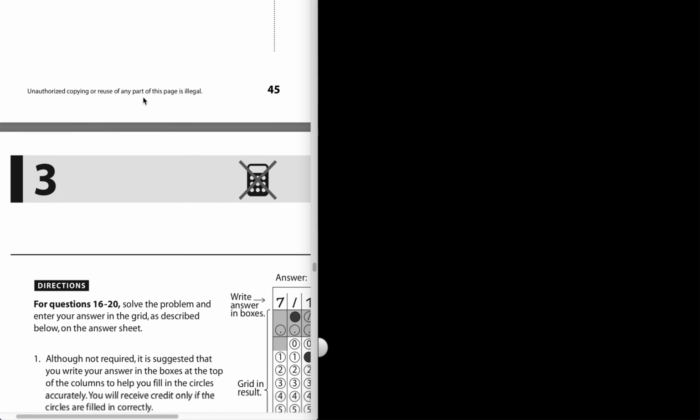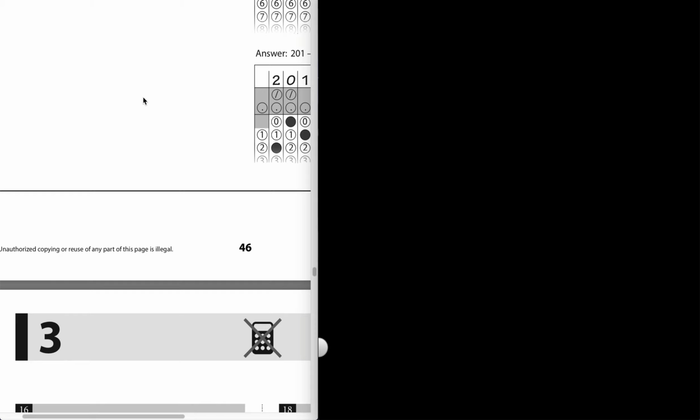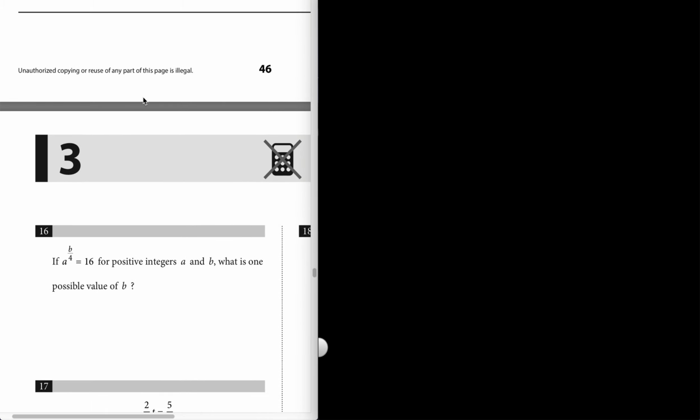All right, now to the free response questions. And the free response questions actually start off easy, similar to how the multiple choice starts off easy and gets a little bit harder at the end. All right, 16. We have a to the b over 4 is equal to 16. For positive values a and b, what is one possible value of b?